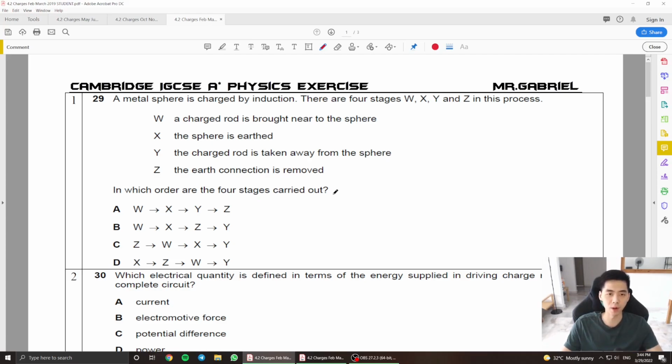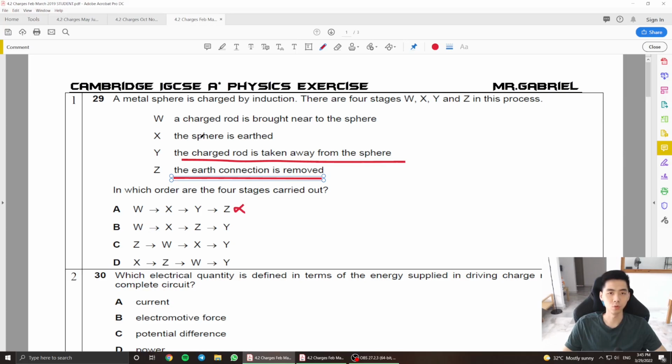Now this is a very common IGCSE question. Now you have to always remember you're supposed to remove the earth wire first before you remove the positively charged rod. So it should be Z then Y. So yeah, I think anything that has Y first is definitely unacceptable.